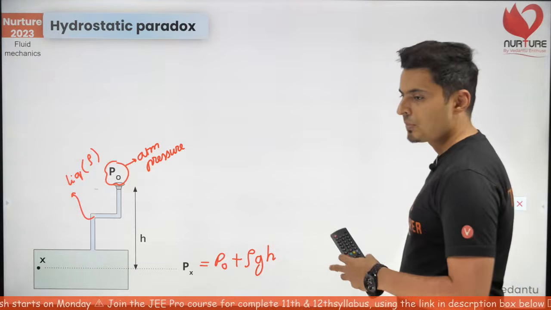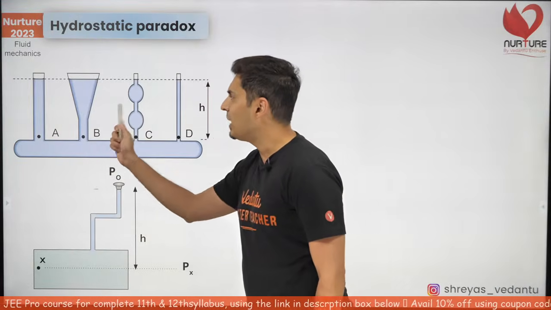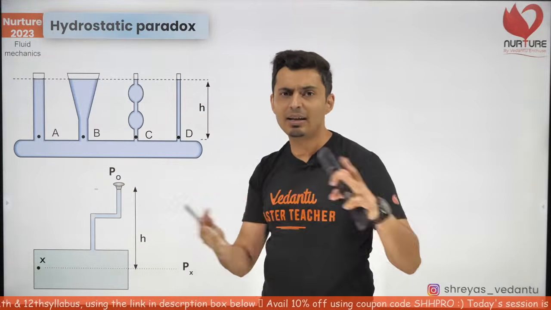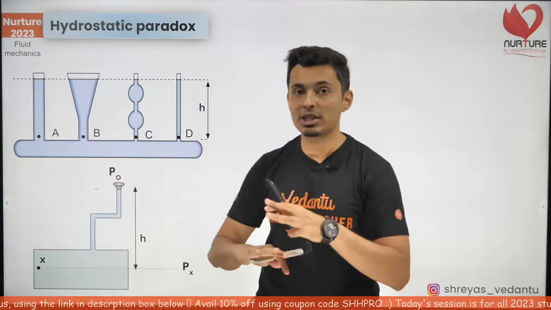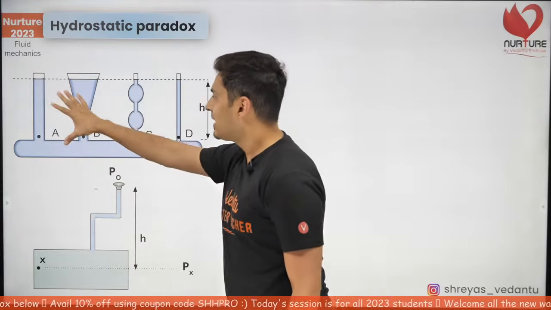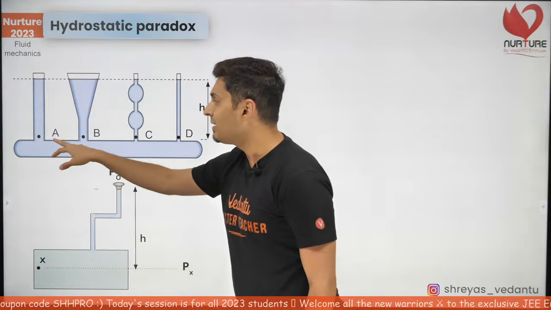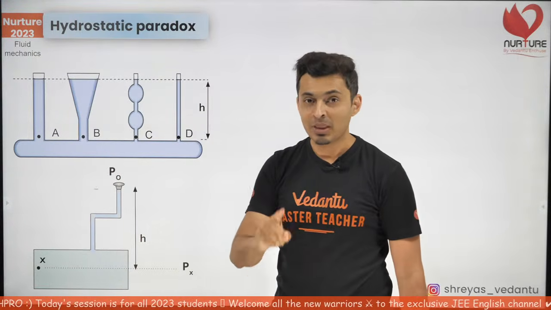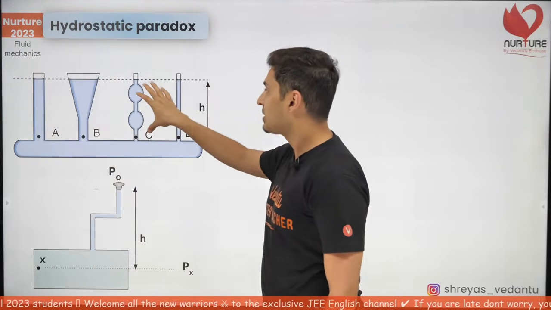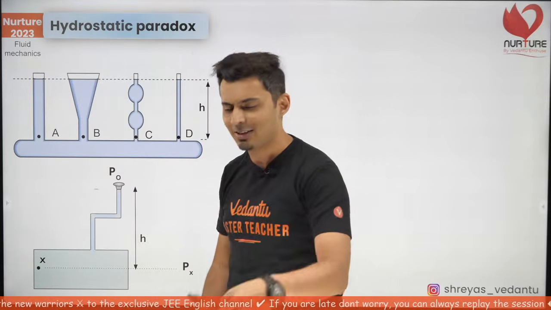So this means that if I have multiple containers, one big, one small, one wide, one narrow, one of some random shape, it doesn't matter the shape or the size of the container. What should happen is that irrespective of the shape, irrespective of the size, irrespective of how bent it is, as long as they are connected to each other, all the containers should have the liquid till the same level.